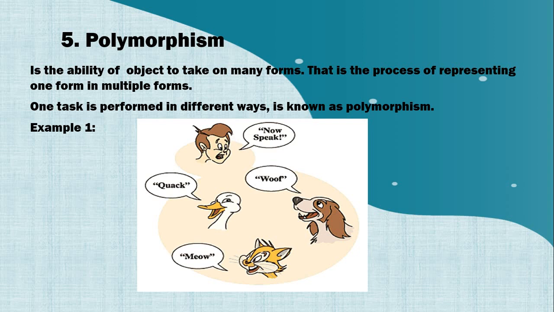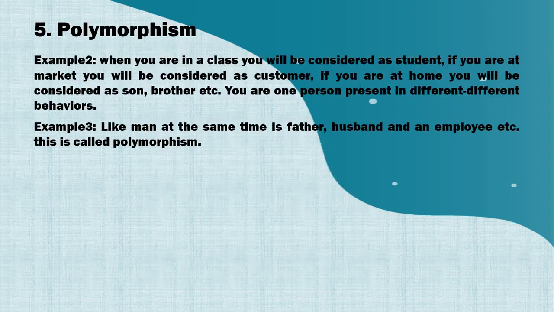Another example: if you are in a class, you are considered a student. If you, the same person, are at the market, you are considered a customer. If you are at home, you are considered a son, brother, etc. So one person presents different behaviors. Another example: a man is at the same time a father, husband, and employee. So this is called polymorphism. We can say that polymorphism is representing one thing in many forms. Poly is many.